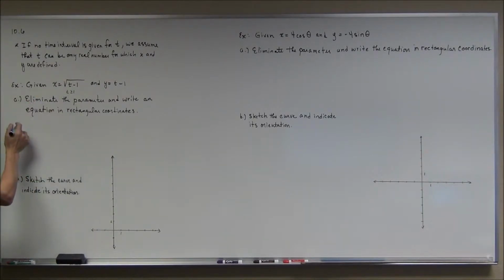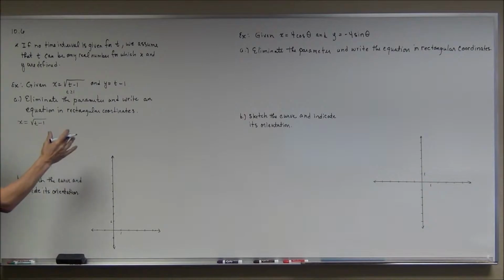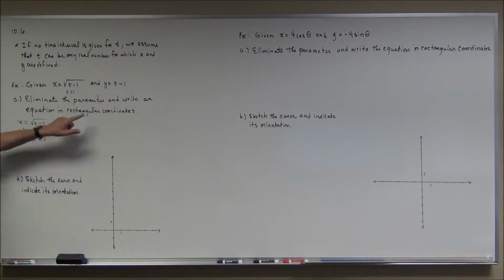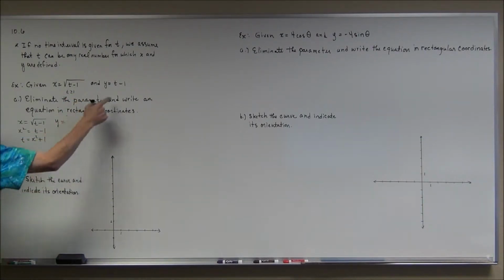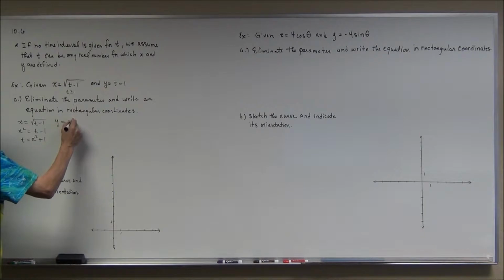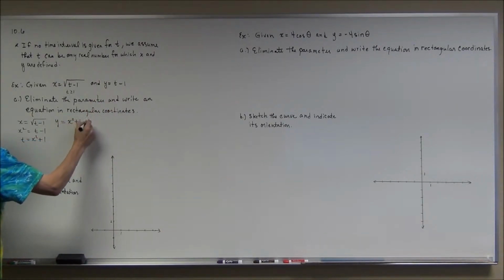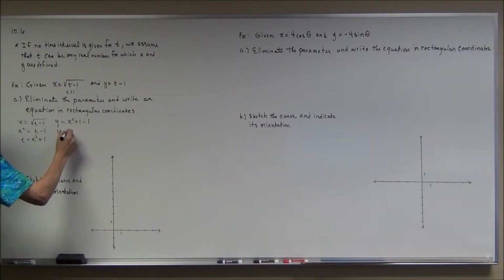I might take this first equation, x is equal to the square root of t minus 1, and square both sides. I would get x squared is equal to t minus 1, add 1 to both sides, and I would get t is equal to x squared plus 1. Then I could make a substitution of this expression in for t over here. So that would give me y equals t minus 1, which would be x squared plus 1 minus 1. And so this gives me y equals x squared.